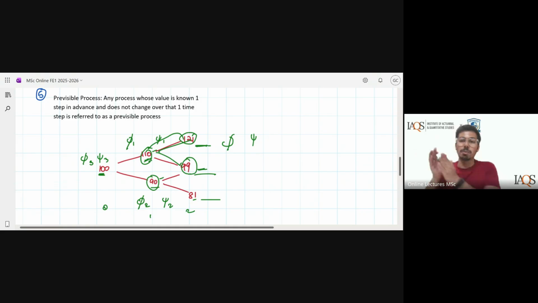A previsible process is simply nothing but you know the value of the process, you know what state the value of the process is going to be one time step in advance, and over that one time step, the value of this process is not going to change. So it's like you know 100% prediction over here. You've done certain calculation, you know after one time step what the value of the process is going to be, and you also know over that next time step the value of the process is not going to change. Whatever you know is 100% what is going to happen. Fair enough? Understood everyone what a previsible process is?